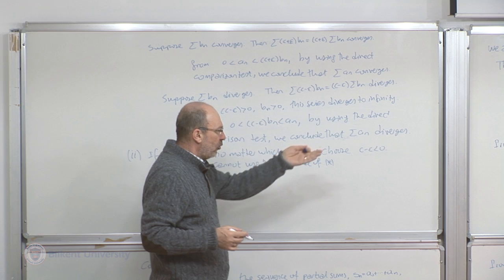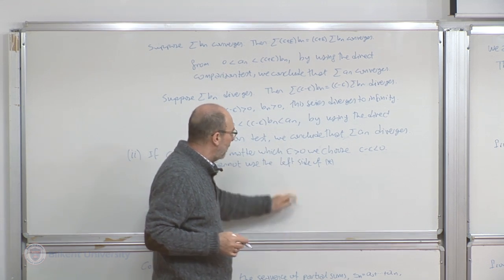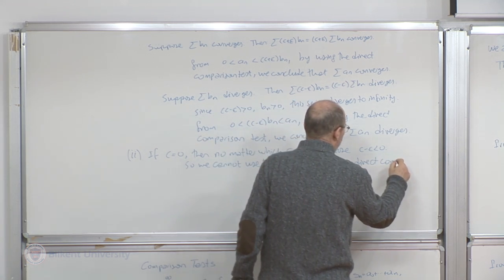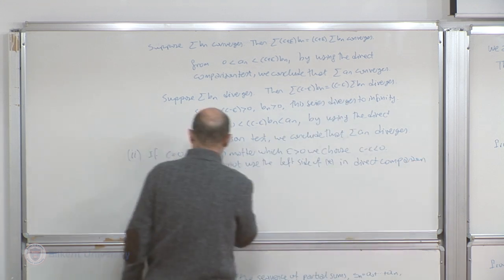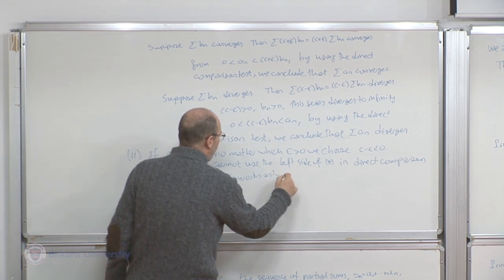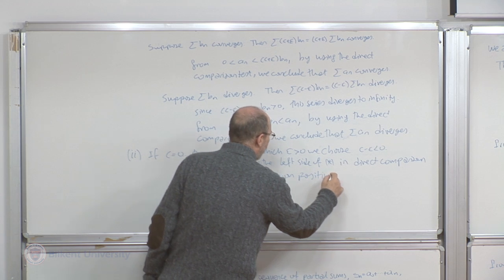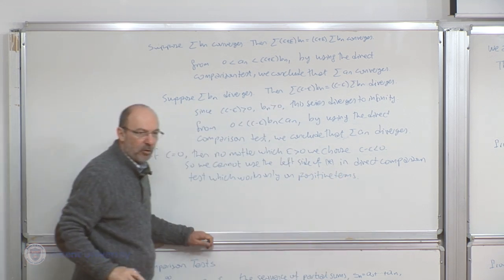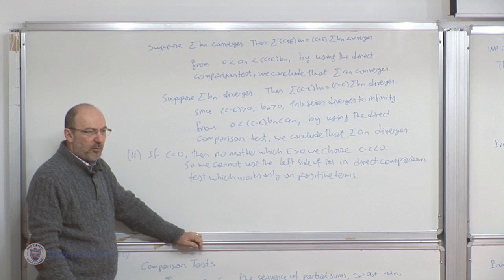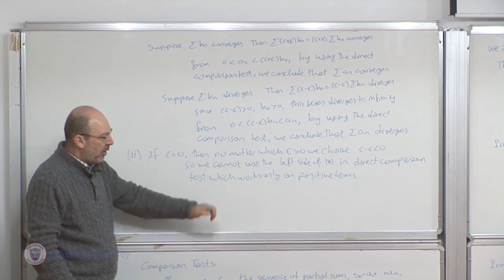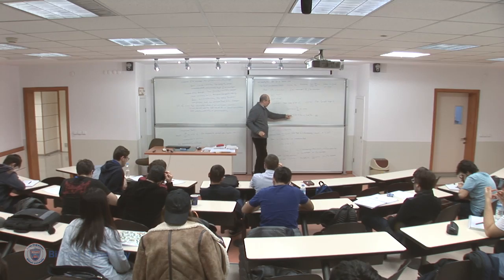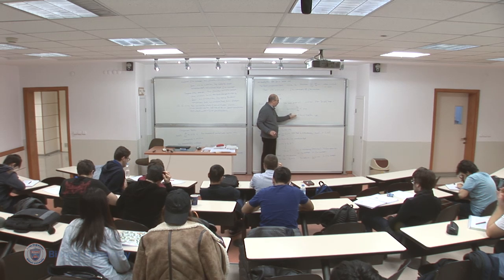So what does it mean you cannot use it? If you need it, you can use it, of course. It's not forbidden, but you cannot use this direct comparison test, which works only on positive terms. Okay, so that's what it means you can't use it. Because in our argument, we are reducing it to the previous test, which uses positive terms and compares them. Here, if C is 0, then we have minus epsilon times Bn, which is a negative term, then it doesn't compare anything. Then we are left only with this side.